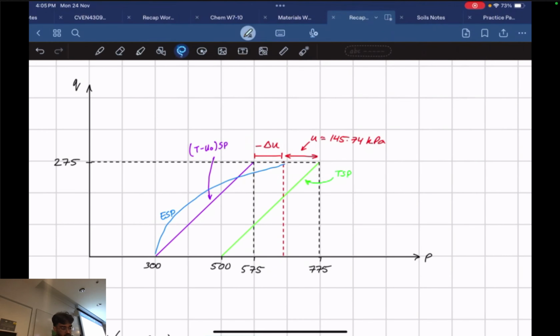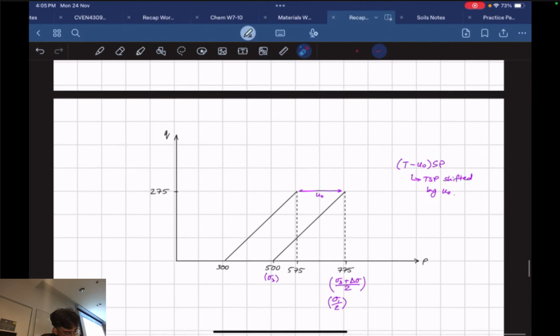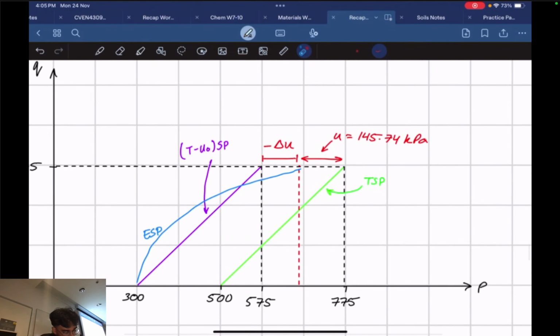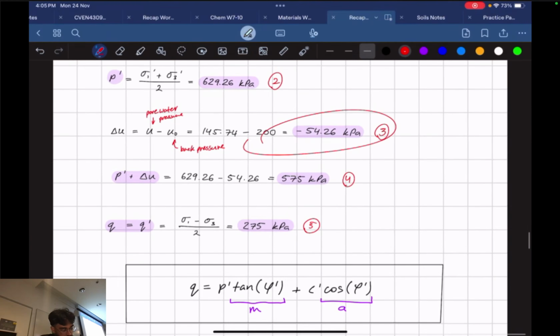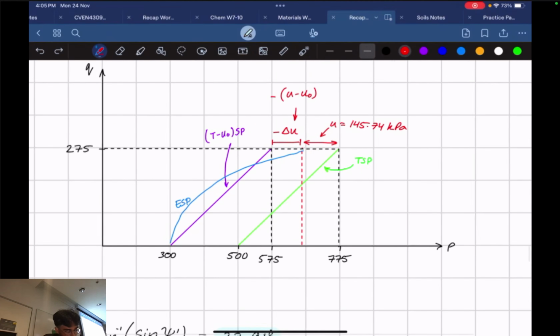Okay, so I'm taking a look at my T minus U0 SP, so my back pressure, and I'm shifting it by minus delta U, and that's going to be my highest point of the ESP. And this little part here is going to be just U. And we know that this thing over here is going to be minus U minus U0, which we found earlier up here. So you chuck in that point. Before I draw it, I just chucked in that point here first.